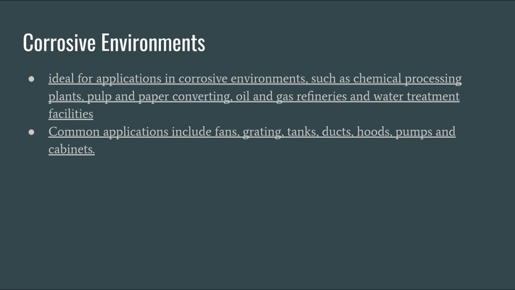And these composites and components that are made from composites are stronger because they're made from multiple materials, so they will not corrode easily. So a lot of these things are used in fans, grating, tanks, ducts, hoods, pumps, and cabinets. These will be used in these different refineries or facilities and plants for their machines, so they will not get corroded.